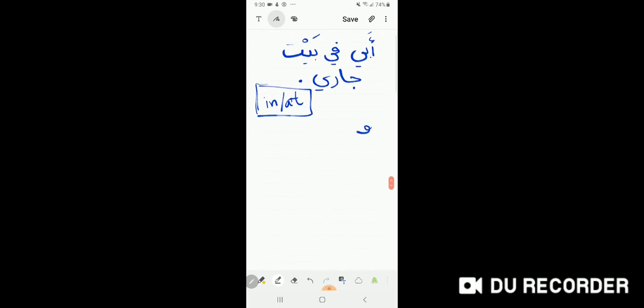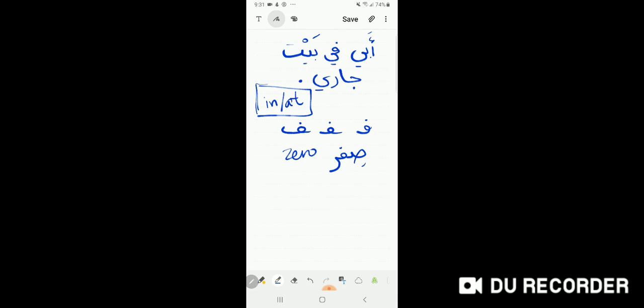So we have fa, initial position. Medial position, we're simply going to connect it on both sides. Okay. So let's do the number 0. Do you guys remember what 0 was? صفر. صاد. ص. ف. ر. صفر. 0. So here you have fa in medial position. And in final position, we're going to connect and then just make the full form.